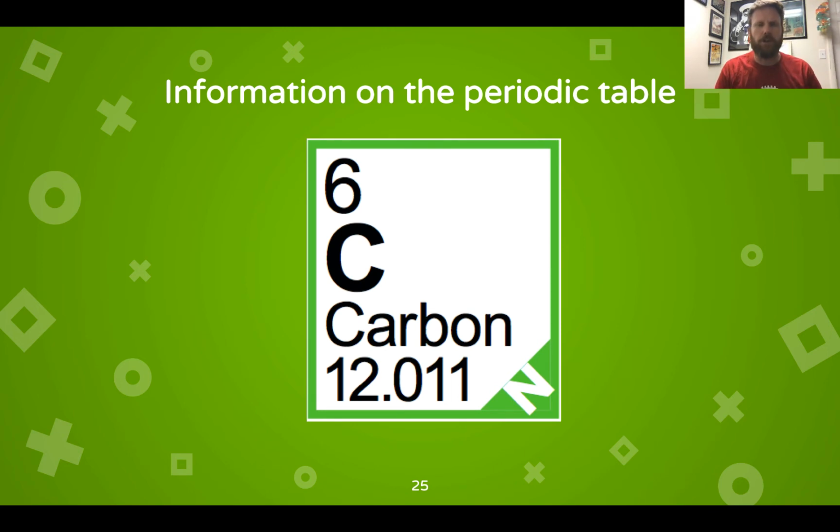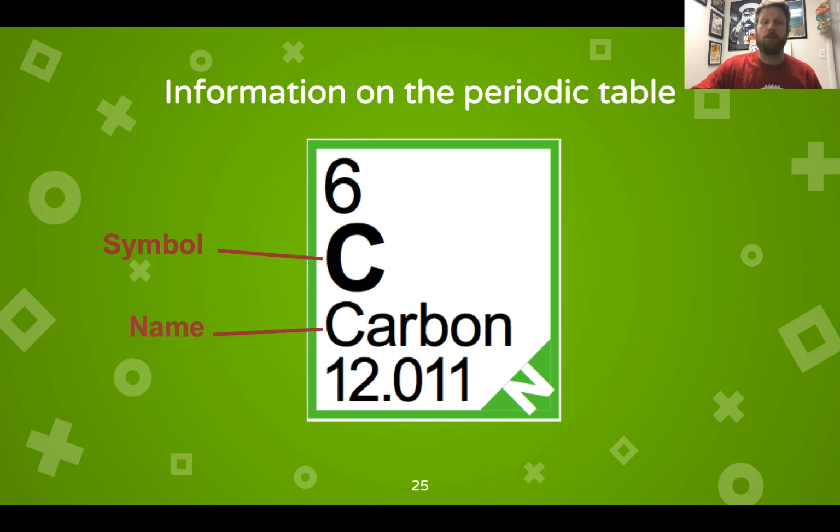First thing, when you look at one of the boxes on the periodic table, there's plenty of information in those boxes. I want to talk about what each piece of information is. Very simple to start with. We have the symbol for that element. It's either one capital letter or a capital letter and a lowercase letter. I'm very picky about that. Make sure that you write your symbols properly.